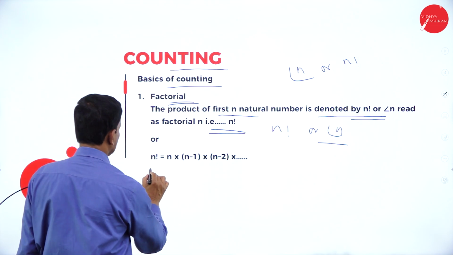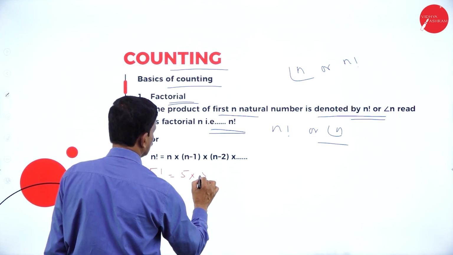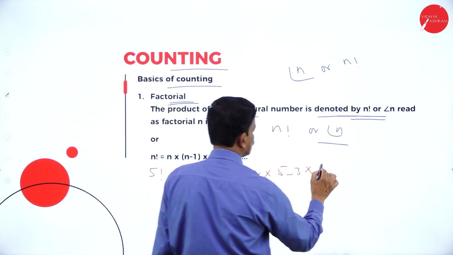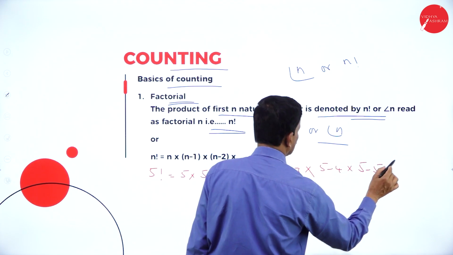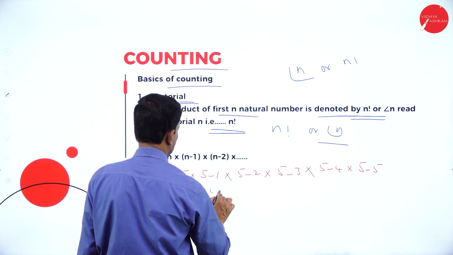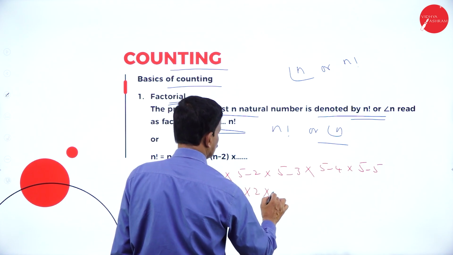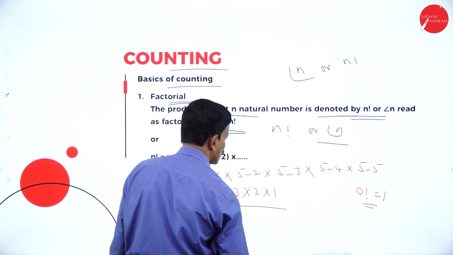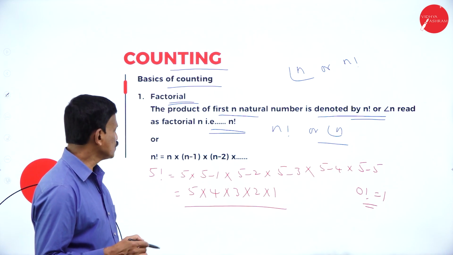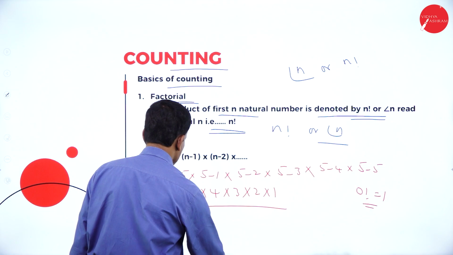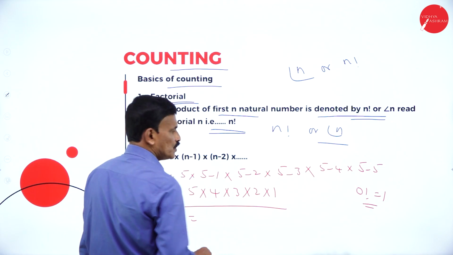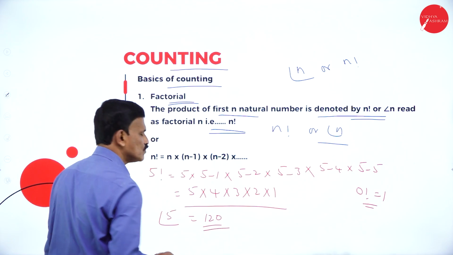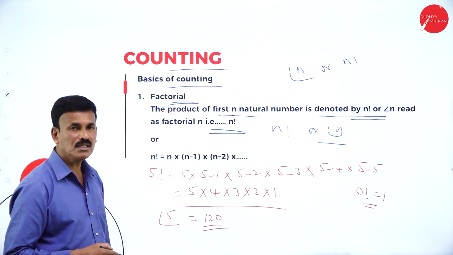Let us take one small example. The factorial of 5 is 5 into 5 minus 1 into 5 minus 2 into 5 minus 3 into 5 minus 4. So this is nothing but 5 into 4 into 3 into 2 into 1. Factorial of 5 is 5 into 4 into 3 into 2 into 1. 5 fours are 20, 20 into 3 is 60, 60 into 2 is 120. The factorial of 5 is equal to 120. This is called the factorial notation.